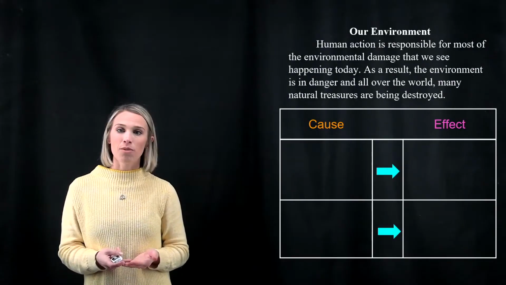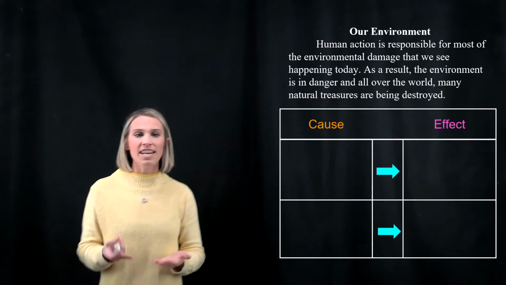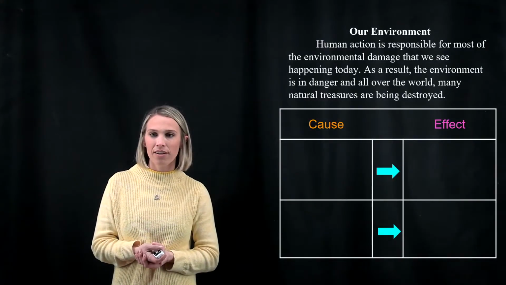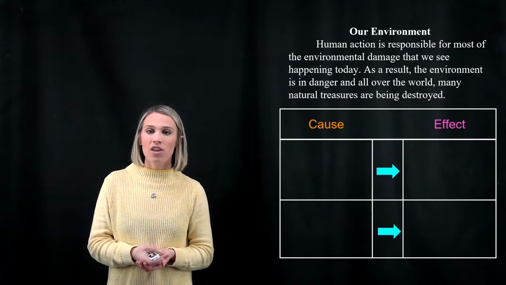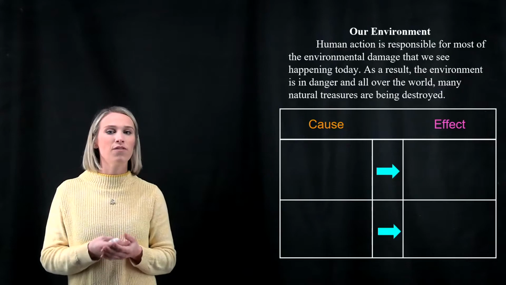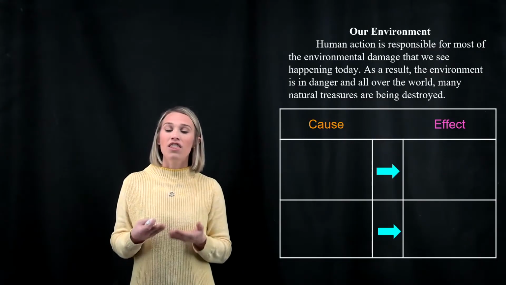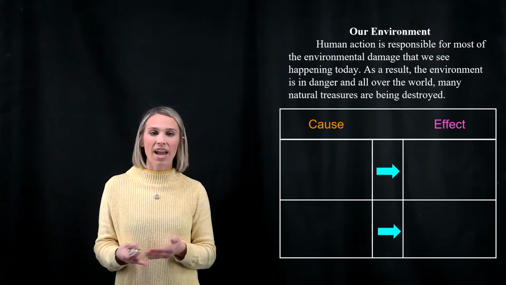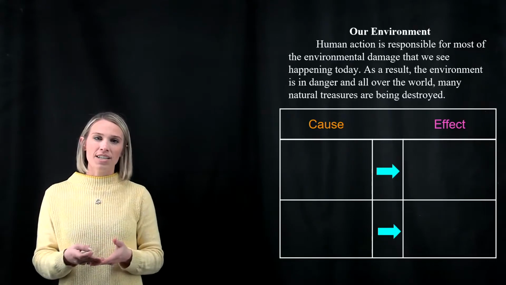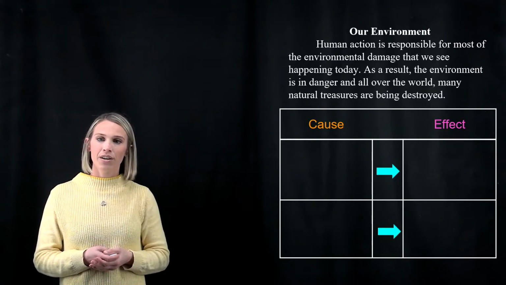Now we need to determine the cause. What is causing the environment to be harmed and natural treasures to be destroyed? Human action. The first sentence says, human action is responsible for most of the environmental damage we see happening today. This cause statement tells me why our environment is in danger. Now that I have identified the cause and effect relationship, I'm going to write it on my graphic organizer.